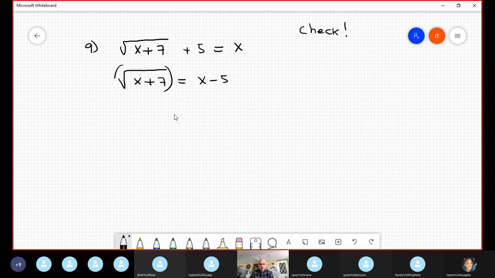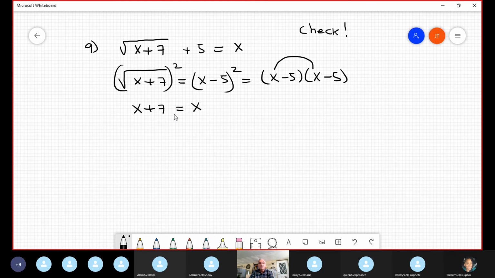I'm going to eliminate the radical, so you square both sides. The radical and the square cancel each other, so it's x plus 7 only. And here you FOIL: x squared, minus 5, minus 5 again, plus 25. So x plus 7 is equal to x squared minus 10x plus 25.